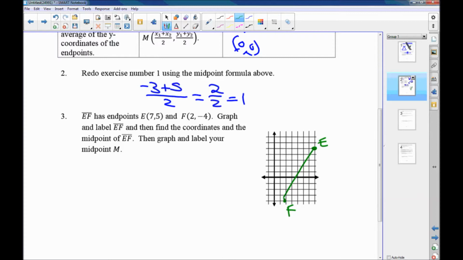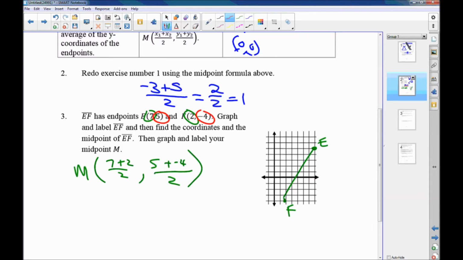Okay, so first off, we'll find the x coordinate of our midpoint. So our midpoint is going to be at 7 plus 2 divided by 2 for the x, and 5 plus -4 divided by 2 for the y. It's add the x coordinates, 7 and 2, and then divide them by 2. That's how you find the average of the x's. And then add the y coordinates, 5 and -4, and divide those by 2.